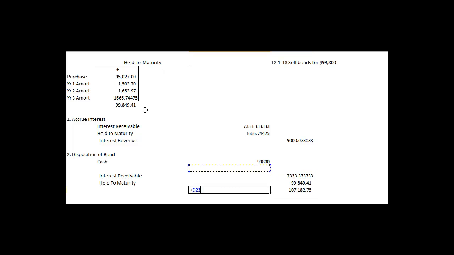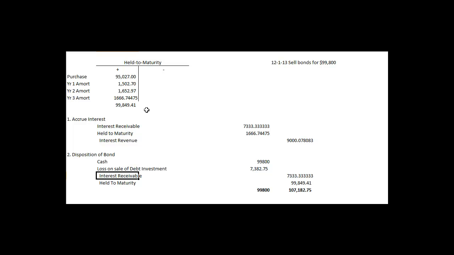That bond, that held to maturity investment, goes away for its full value because I sold the whole thing. And now if you add your debits and your credits, you're off. So we plug the difference. Since there's no other information to go off of here, this has to be the loss on the sale of the debt investment. And at this point, we would hope our debits equal our credits.